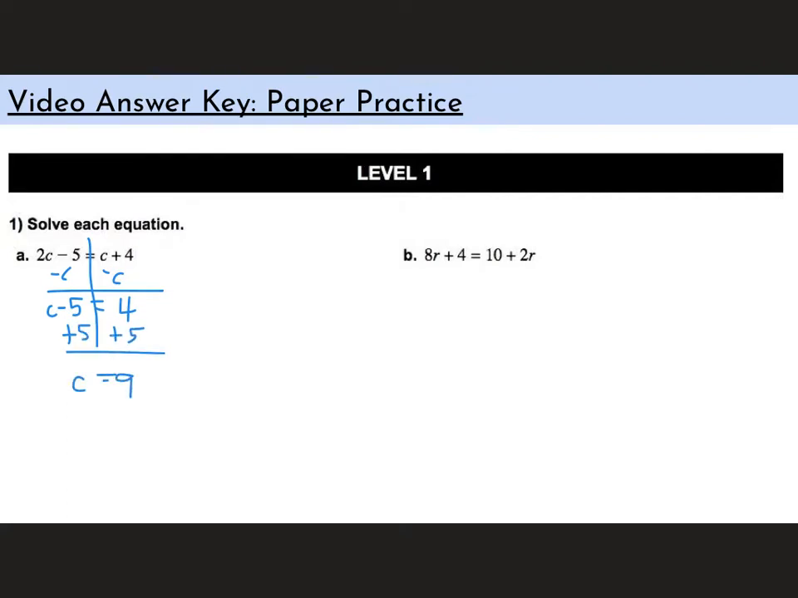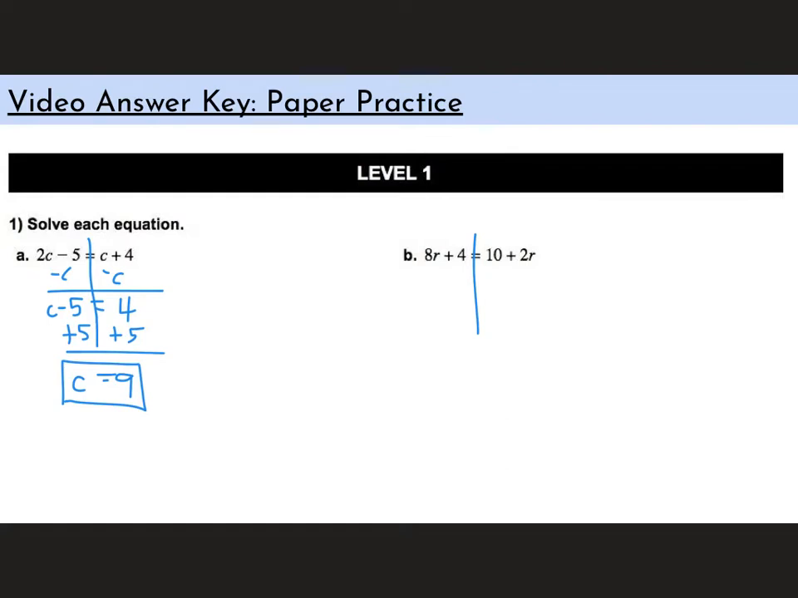c equals 9. Now, rather than watching me work through each of these problems, if you would like to fast forward this video to find your solutions and see what you got correct or incorrect, then you can go back and watch through any problems that you got incorrect. So that should save you some time here.